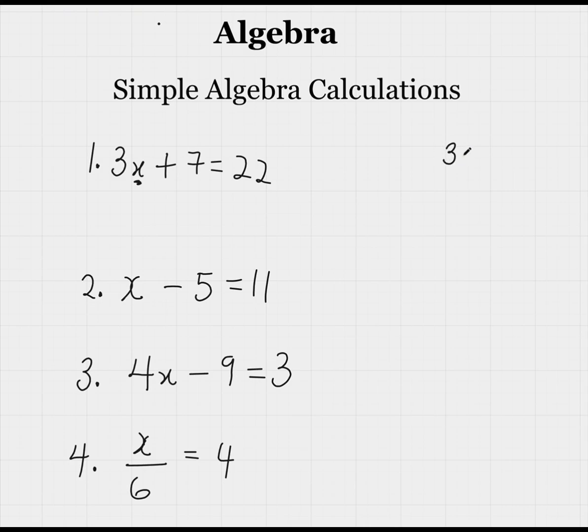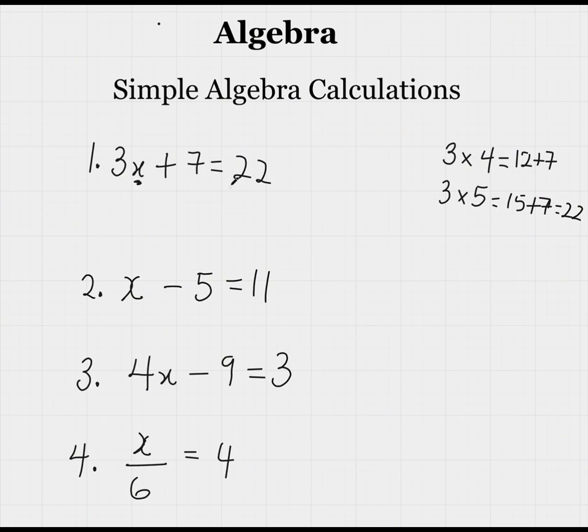So 3 times x, which is 4. What would that give us? It gives us 12. 12 plus 7 doesn't give us 22. So it means x cannot be 4. Now let's guess the next number, which is 5. x to be 5. 3 times 5 would give us 15. If you add 7 to 15, does it give us 22? And yes, so it means x is equal to 5.